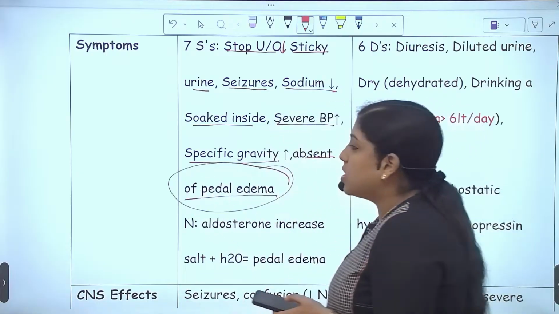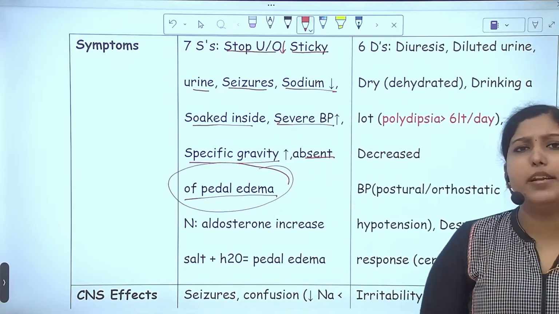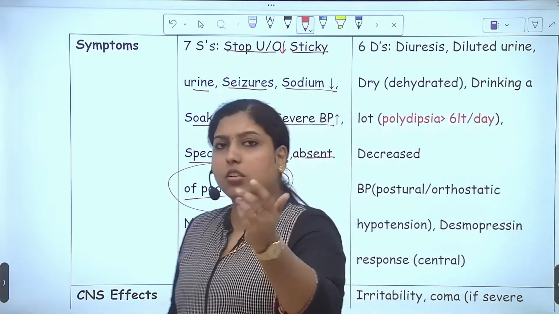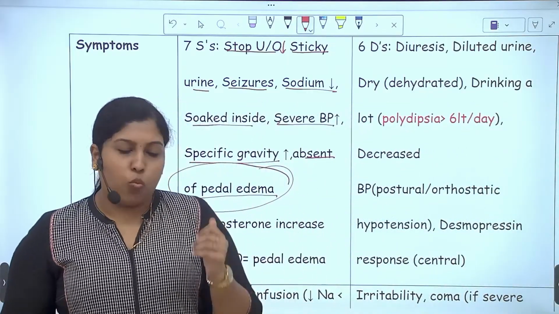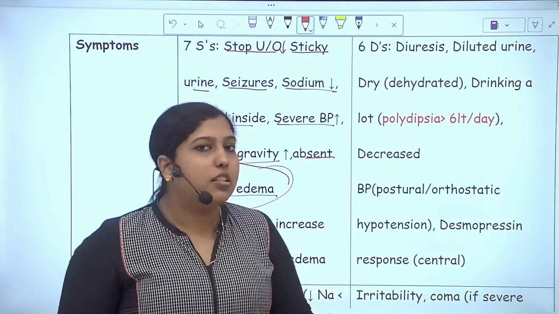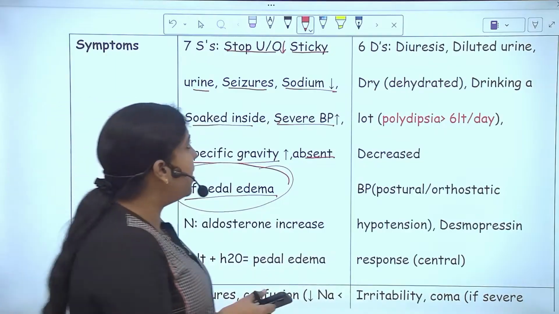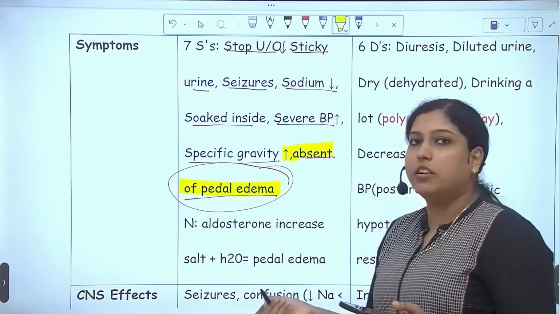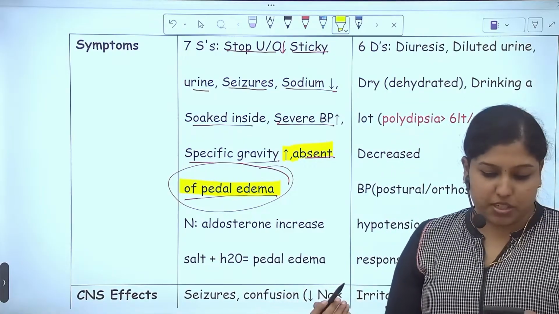You have to note this point clinically: why is the pedal edema absent in case of SIADH? Obviously, we were discussing that there is an excess amount of volume retention, the patient is having an excess amount of water retention. So why is there no pedal edema? Can anybody guess and answer me why there is absence of pedal edema?